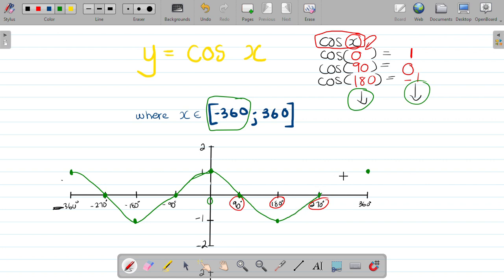Let's continue there. So we'll go down and we'll curve around. We'll go through 270. We'll continue and we'll stop there. And please don't think that you can stop over here. Please make sure to join the lines, because that is the correct way to draw this graph, the standard cos of x graph.